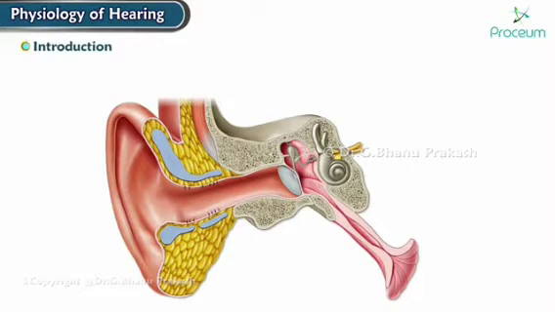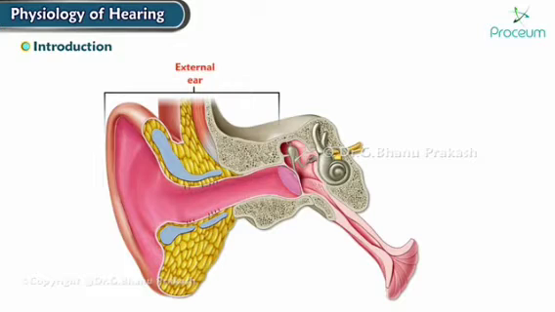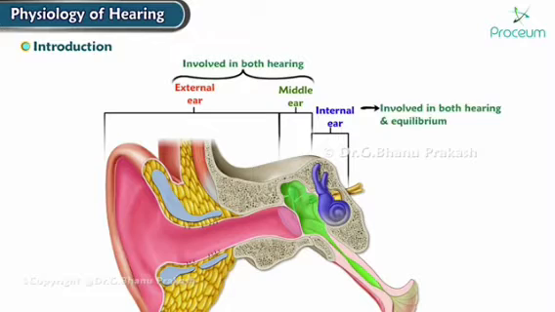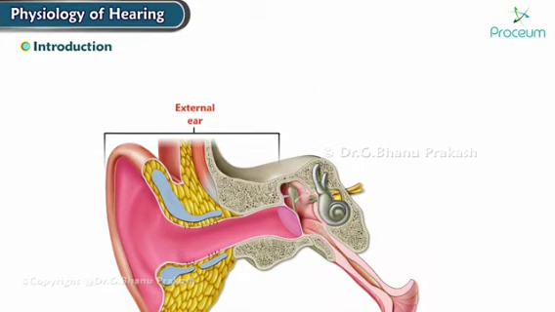The ear is divided into three functionally distinct regions: the external, outer ear; middle ear; and internal, inner ear. The external and middle ear structures are involved in hearing, and the structures of the internal ear are involved in both hearing and equilibrium.